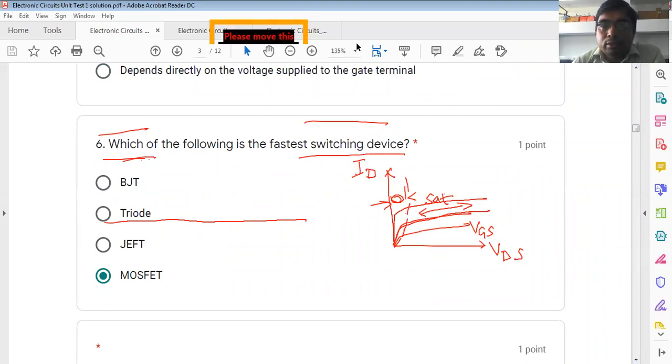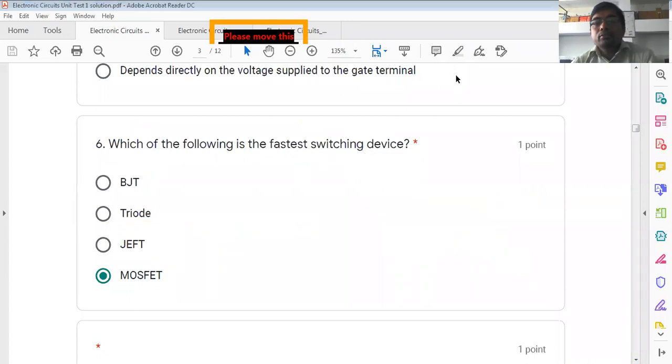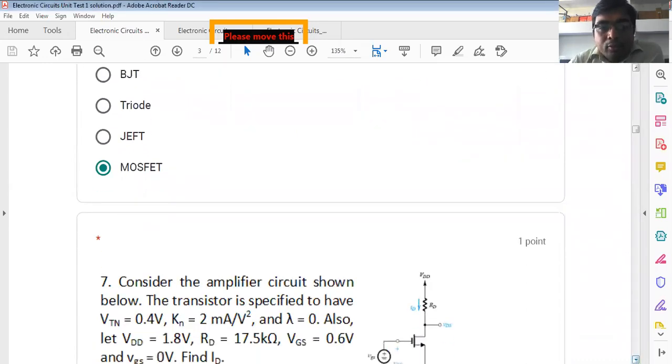Which of the following is the fastest switching device? Out of these given devices, the MOSFET would be the fastest switching device. That is one of the benefits of the MOSFET that makes it a novel device for IC manufacturing. The size is less and the speed is very high, and because of that we prefer the MOSFET for VLSI or IC manufacturing. So here the correct answer would be MOSFET. We have already discussed this in detail in the theory lecture.